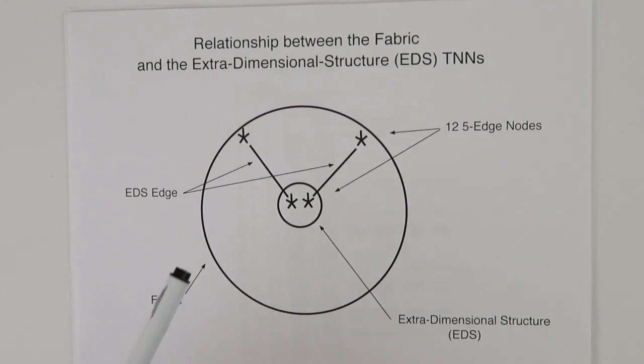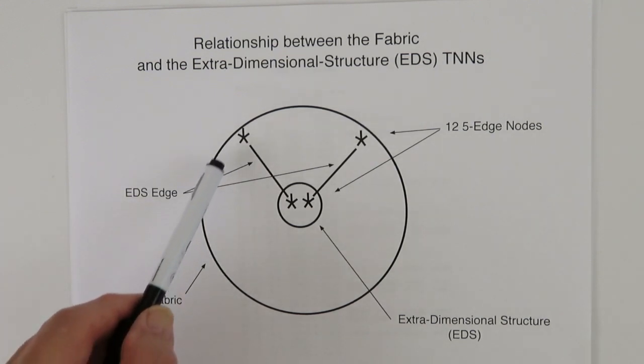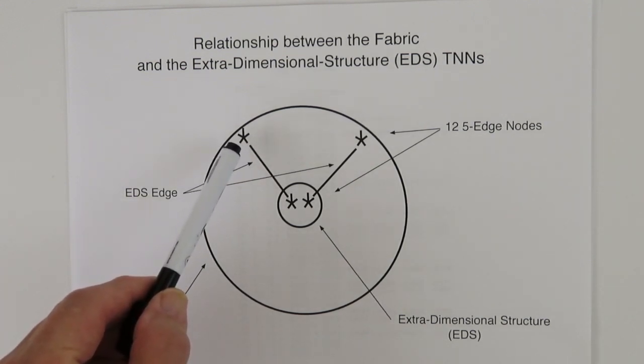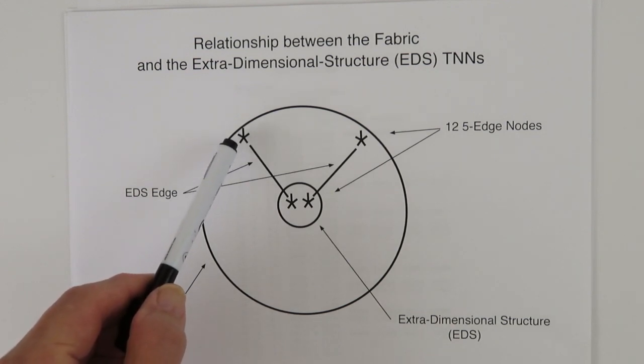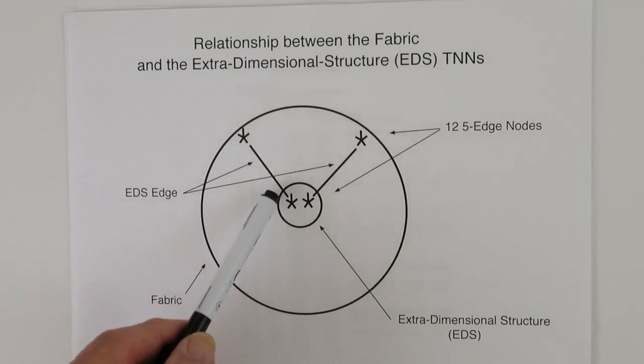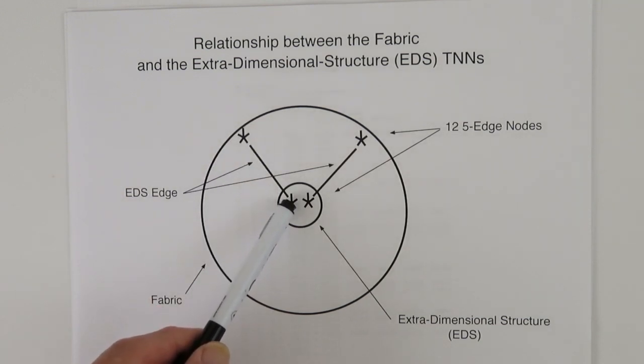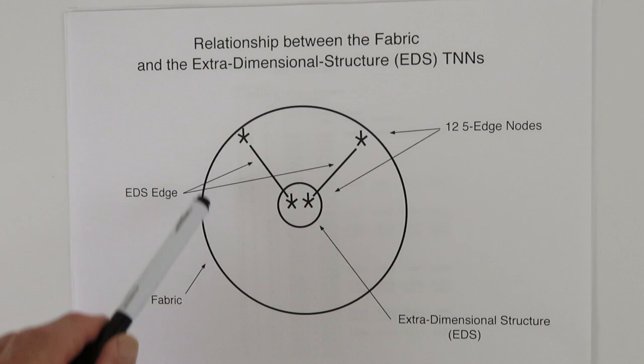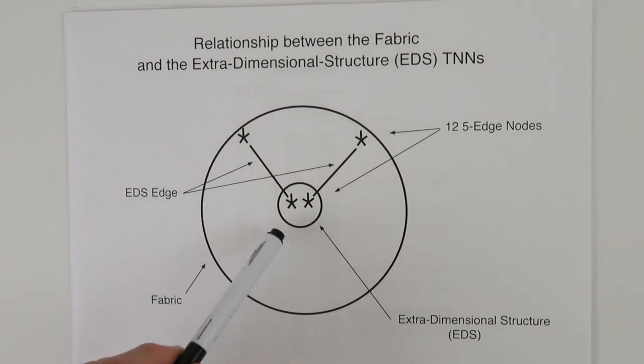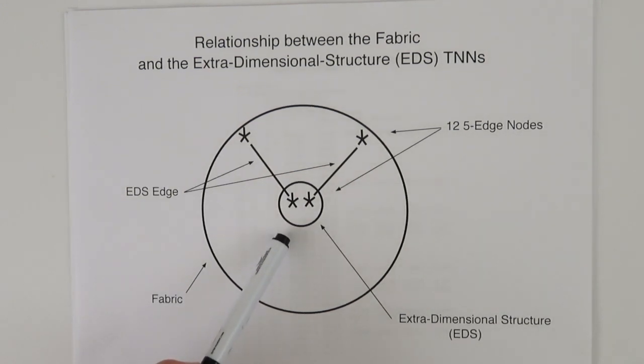So what's interesting is that supposing you have some signals flowing along the fabric and they encounter the 5-edge node, and for whatever reason one of the signals then leaves the fabric and goes down through the EDS edge. The fabric can be arbitrarily large and has its own pace of events, but the EDS structure itself is very small. It has only, in this case, 12 5-edge nodes connecting it.